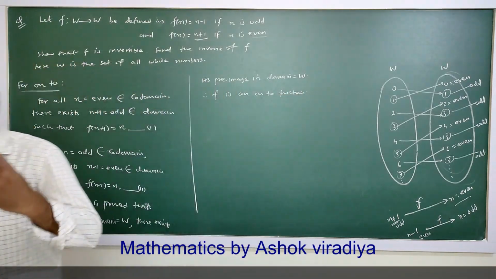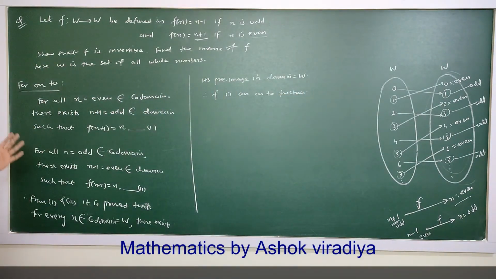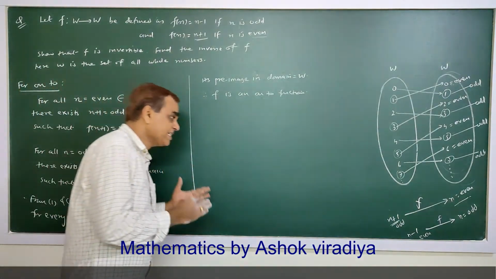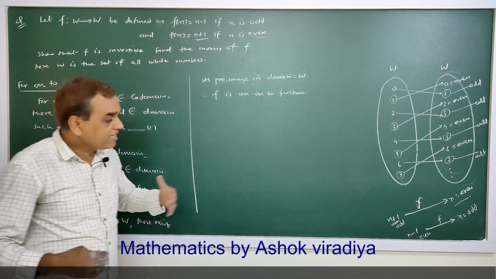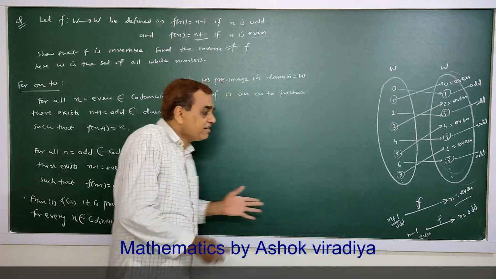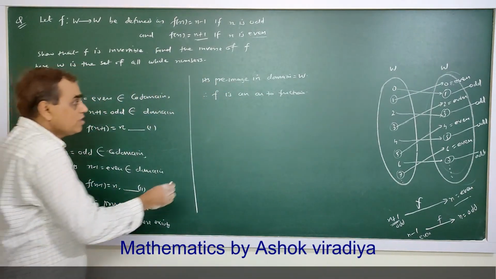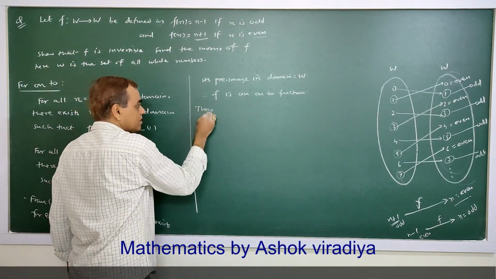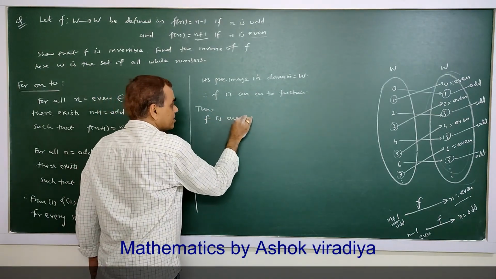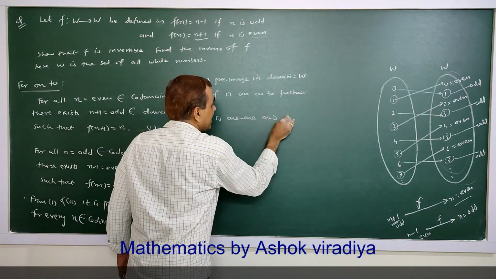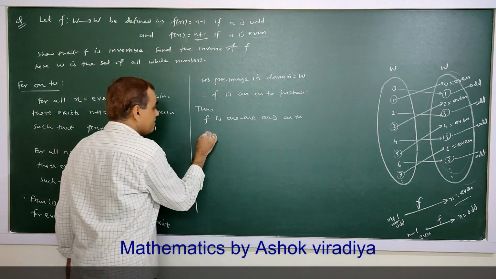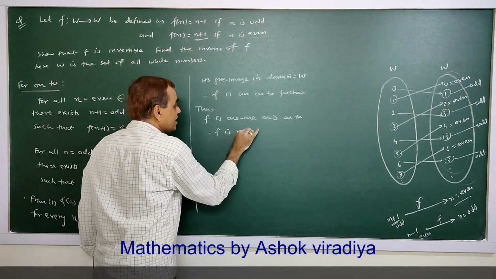If a function is 1-1 and onto both, its inverse exists. Already we proved that the function is 1-1, and here we have proved that the function is onto. So this function is 1-1 and onto both, therefore f is invertible.